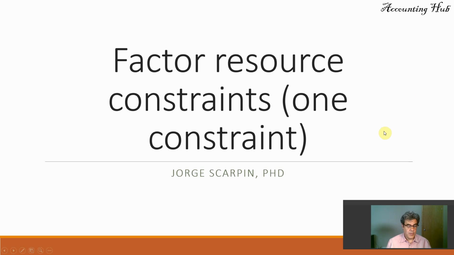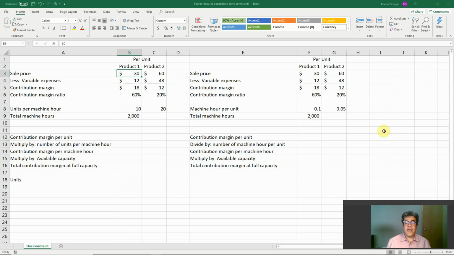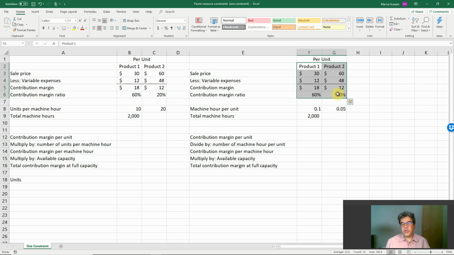To make it easier, let's go to our Excel file that is also in our video description, because all of our Excel files are free to download. Let's consider here product 1 and 2. Product 1: sales price 30, variable expenses 12, contribution margin 18, contribution margin ratio 60%. Product 2: sales price 60, variable expenses 48, contribution margin 12, contribution margin ratio 20%. The same info here, okay? We will work with this info later.